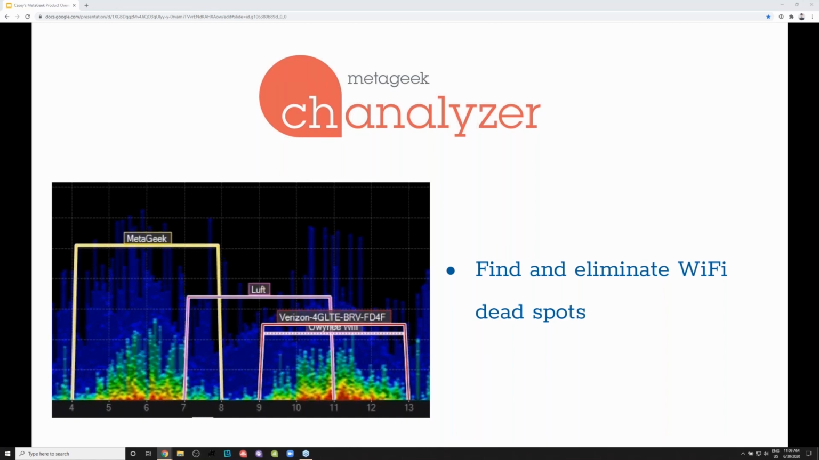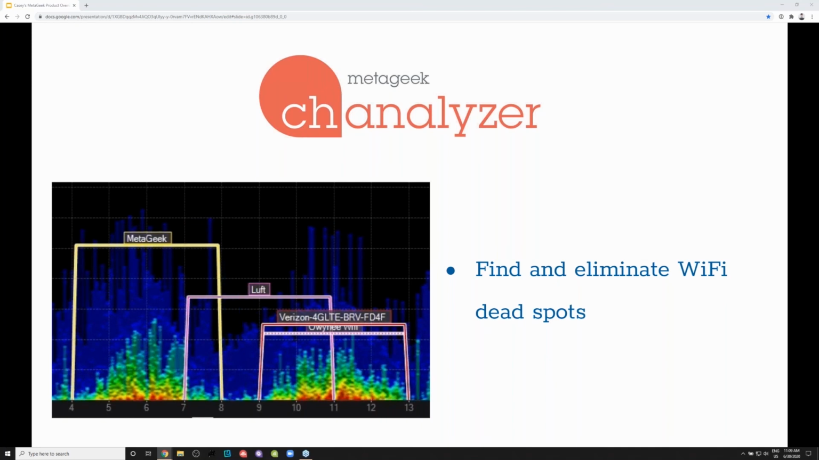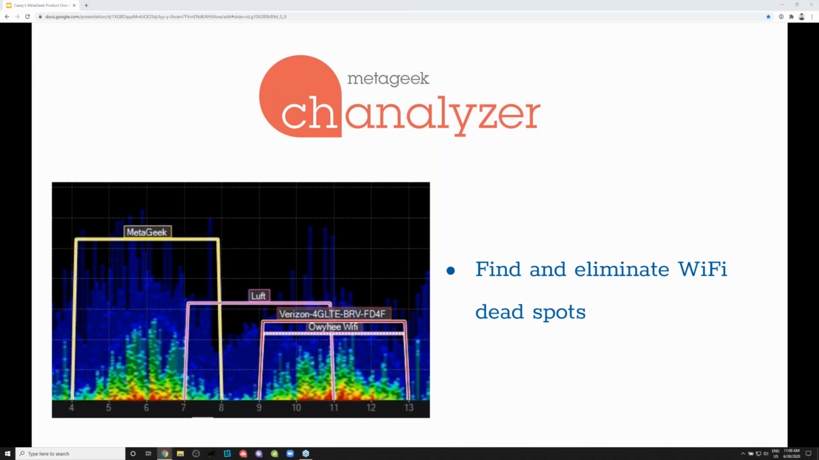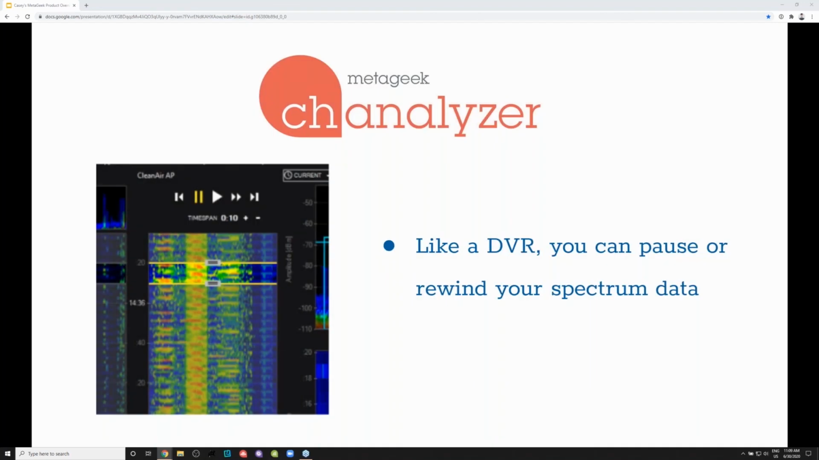And so you can really find Wi-Fi dead spots. And by dead spots, I mean signal strengths lower than negative 67, right? Because that's the threshold, the achievable signal strength that you want to have throughout your household.